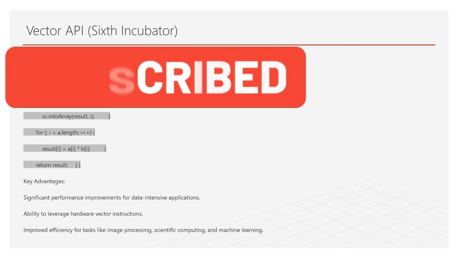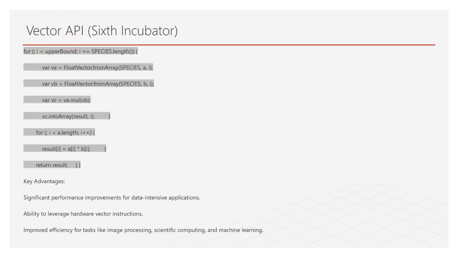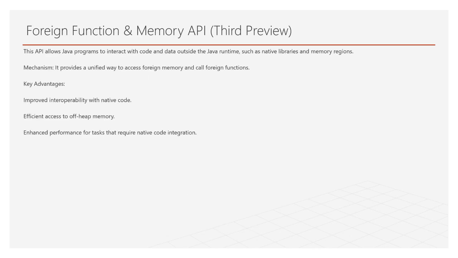The benefit of this is that it is going to significantly improve your data-intensive applications. It is going to leverage your hardware vector instructions. It is going to improve your efficiency for tasks like image processing, scientific computing, and machine learning. So this is what is helpful with the vector API.